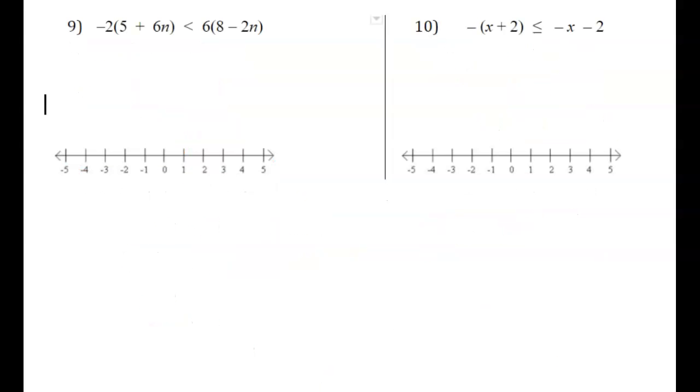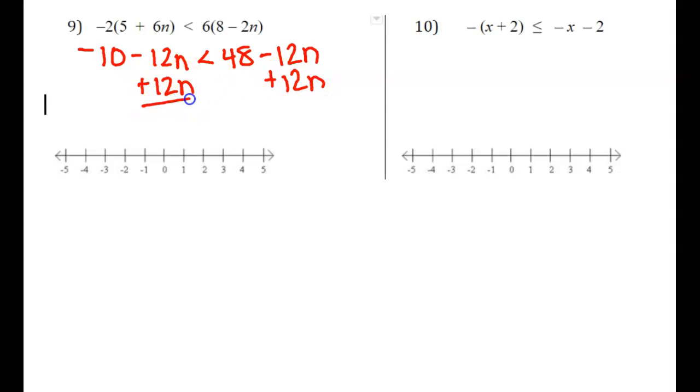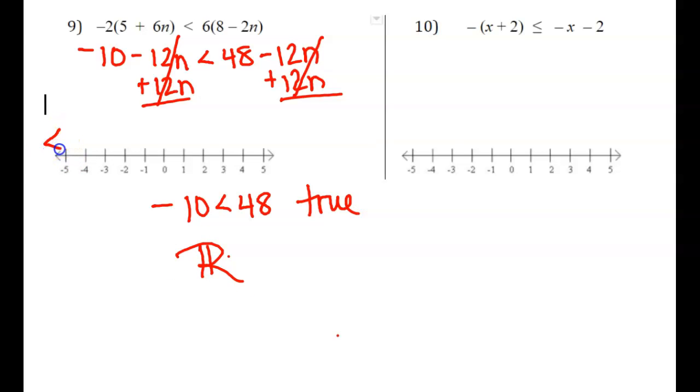All right, let's look at number 9. We've got -10 minus 12n is less than 48 minus 12n. Now when I add my 12n to both sides, they both cancel out, and we're left with -10 is less than 48. Well, that's a true statement. So that means the solution here is all real numbers, which to graph it, we just put a little line above it going both directions saying every value would work. So write the little r, or you could put all real numbers.